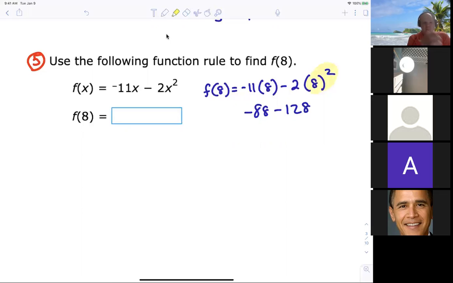Wait, I'm confused on that one. With what? The part where you have to square it first? Well, what's 8 squared? 64. Times 2. Okay, got it. All right, now we've got to do this.